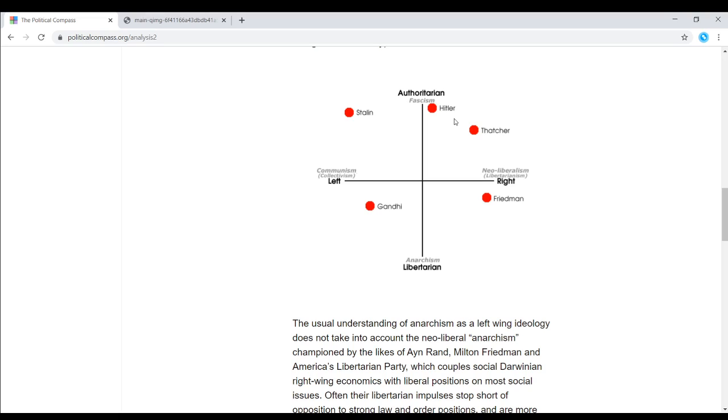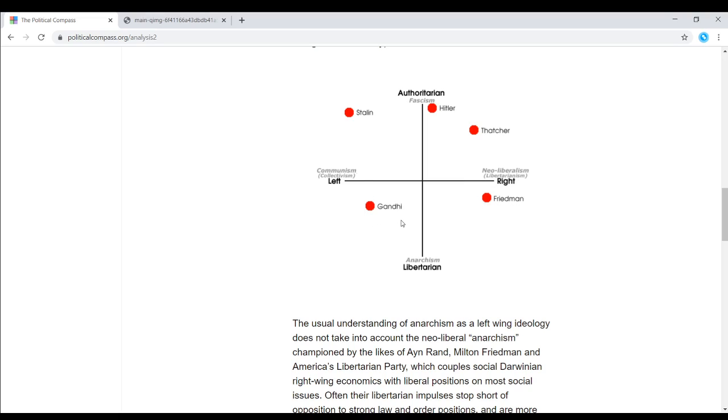So it's debatable. And then we have Margaret Thatcher. She's a little too close to Hitler, I think. But yeah, I understand why she's around here. She was more of a social conservative and also more of a right wing figure. We have Milton Friedman down here, who, of course, was very, very right in his thinking of economics, but not very authoritarian. He focused more on right wing economics.